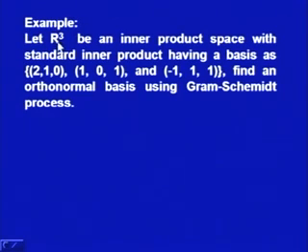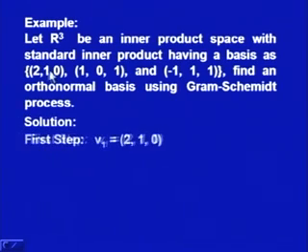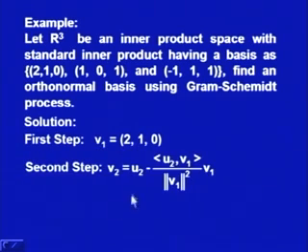So, we consider R3 instead of Rn, consisting of these 3 vectors (2, 1, 0), (1, 0, 1) and (-1, 1) as a basis for R3. We have to find an orthonormal basis using the Gram-Schmidt process. So, what we have done is we first consider u1 as (2, 1, 0). So, u1 is (2, 1, 0). The same is v1.